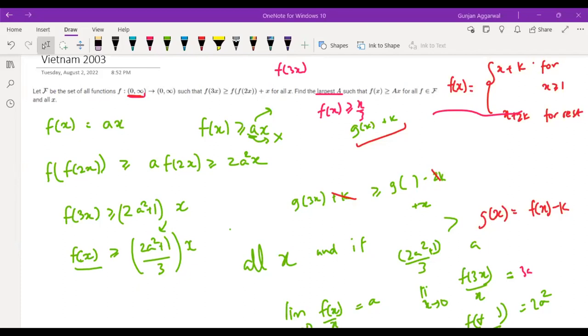So just consider some k that is greater than 2. So we have that f of x by k is greater than or equal to x for all x lying in the positive reals. Okay.